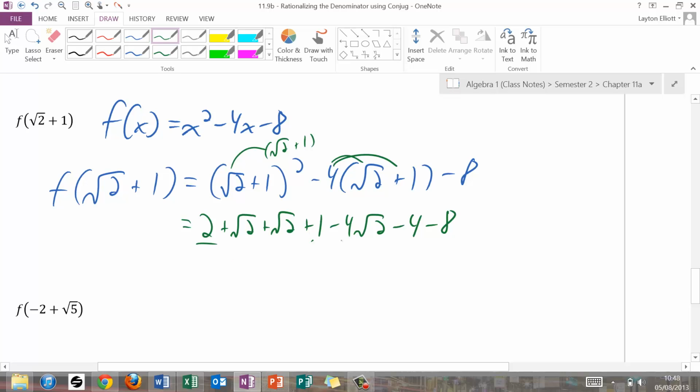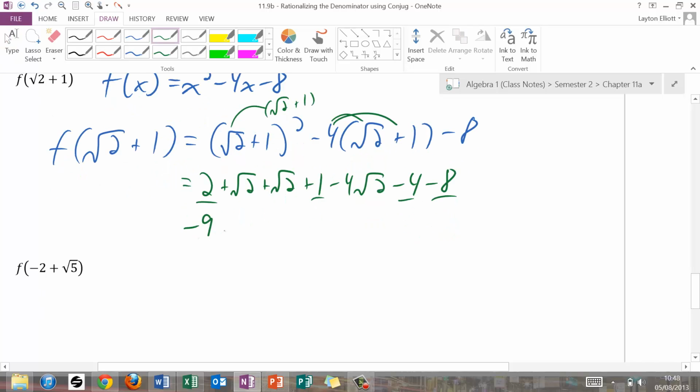2, 1, negative 4, negative 8. So that's 3, minus 4 is negative 1, minus 8 is negative 9. And then let's double underline these. Radical 2 plus radical 2 is 2 radical 2, minus 4 is negative 2 radical 2. Circle, and done.